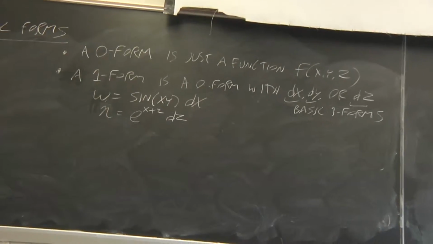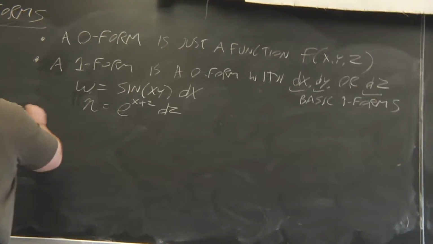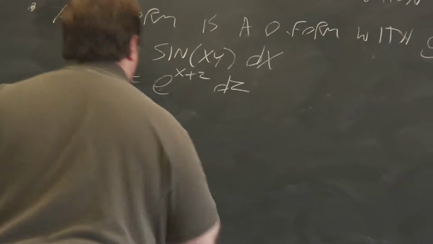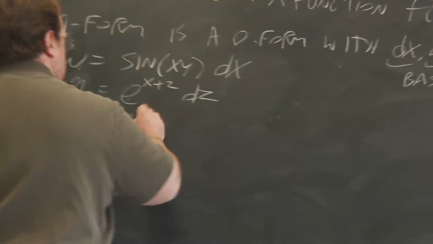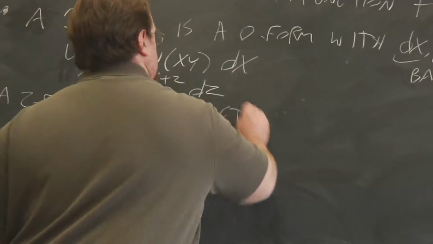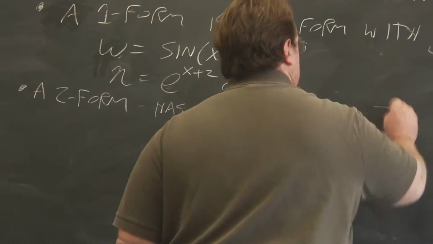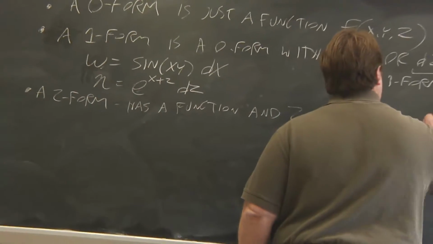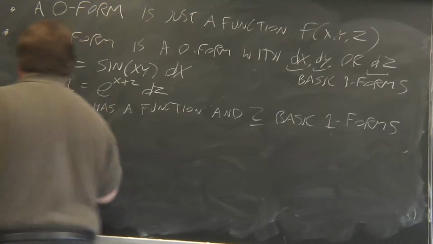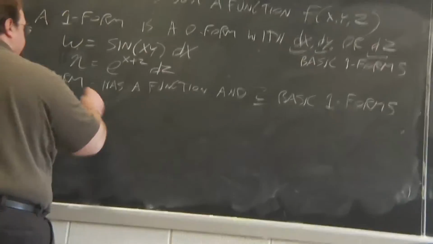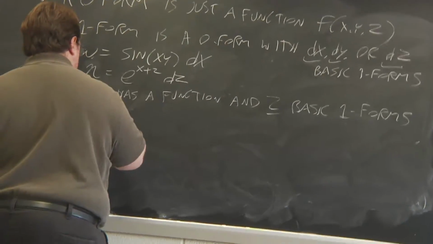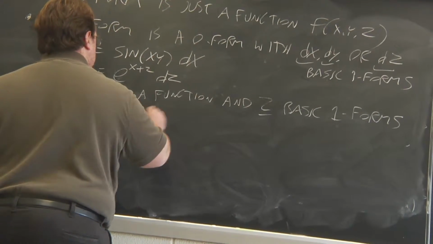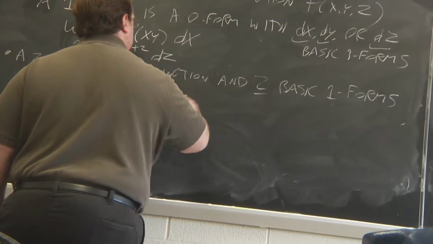Okay. Then we have a 2 form that has a function and 2 basic 1 forms. So we have, for instance, omega is x squared y plus yz dx dy, for instance.